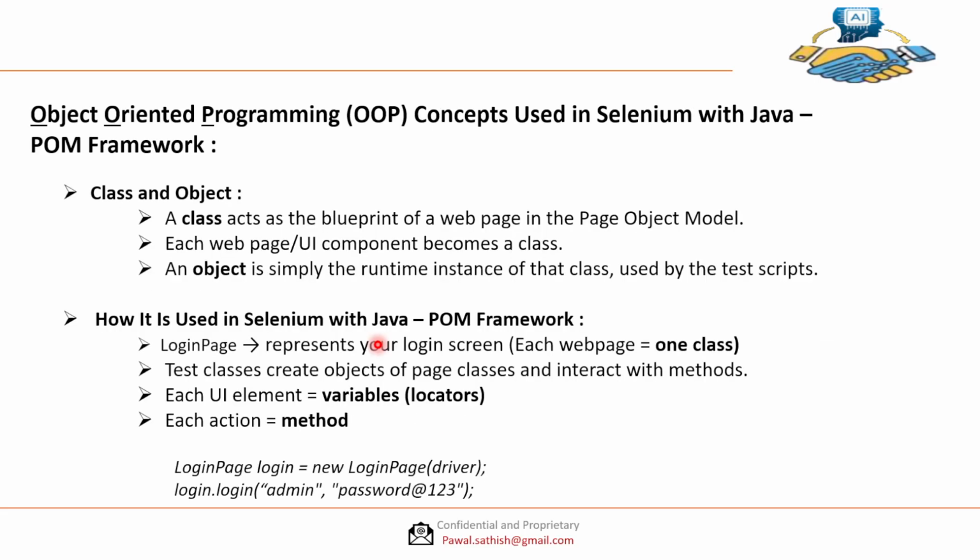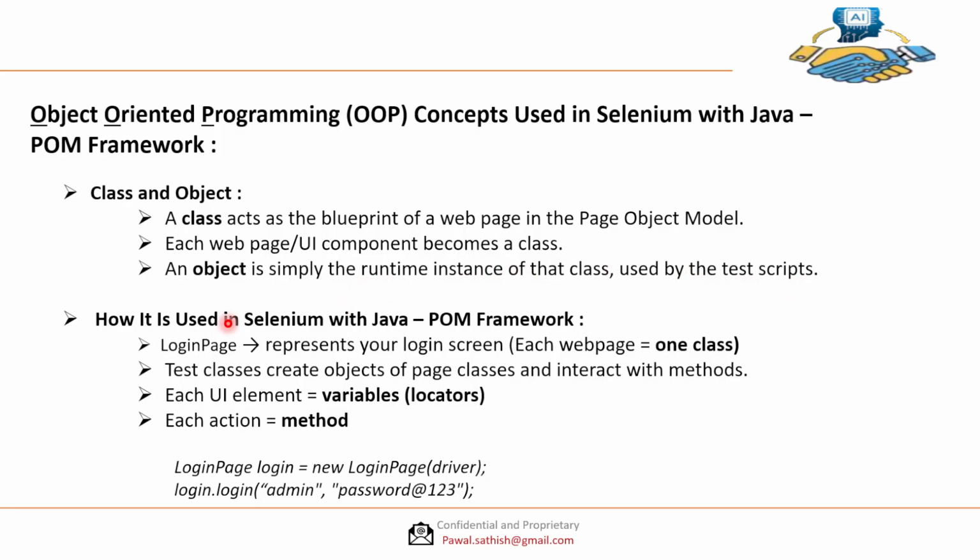So the first OOPS concept is class and object. What is a class? A class is a blueprint of a web page in the page object model. When we are developing a page object model, each web page or UI component becomes a class, and with this class we need to create an object. An object is simply a runtime instance of that class, used by the test script.